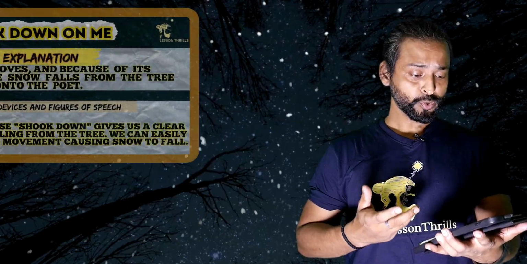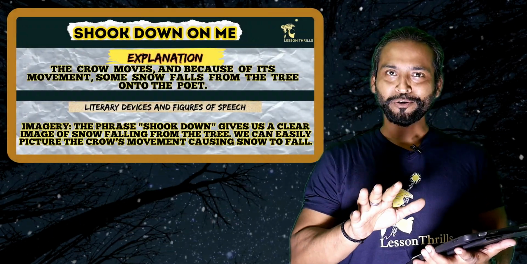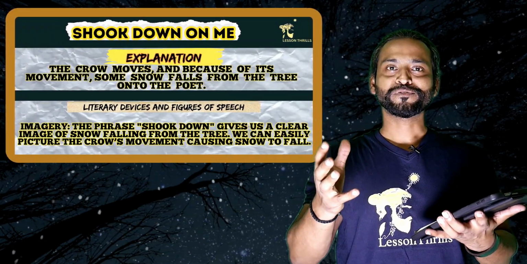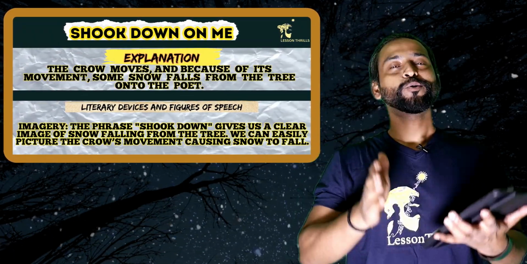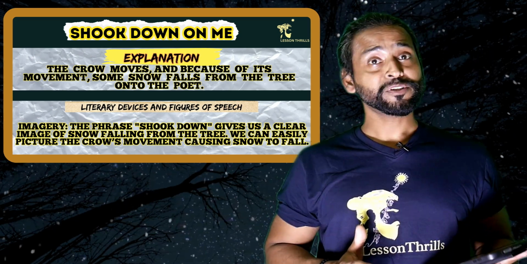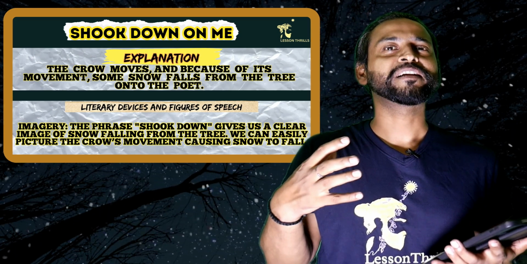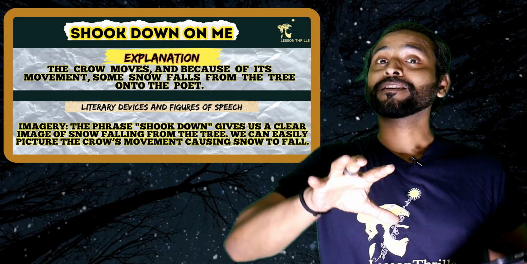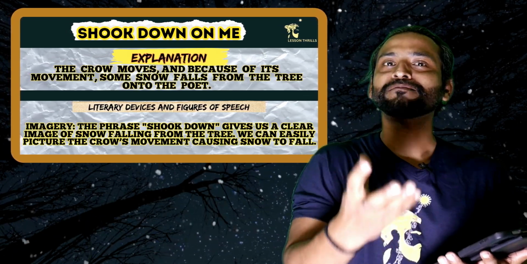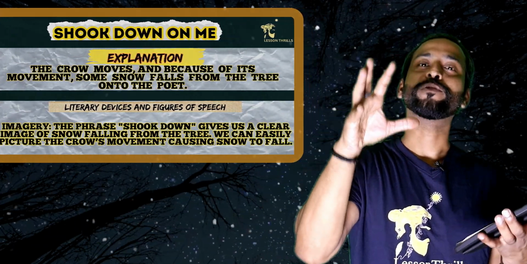Second line, shook down on me. When the crow moves in the tree, the dust of snow falls onto the poet. Here, we can see the imagery. Imagery means when this line says shook down on me, we can have a clear picture in our brain that the crow is moving and some dust of snow is falling onto the poet's body.